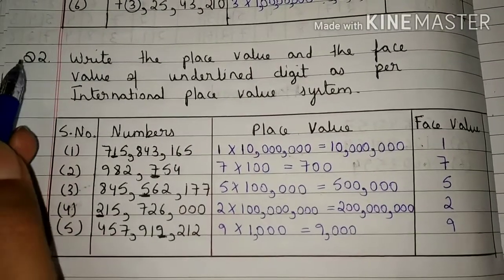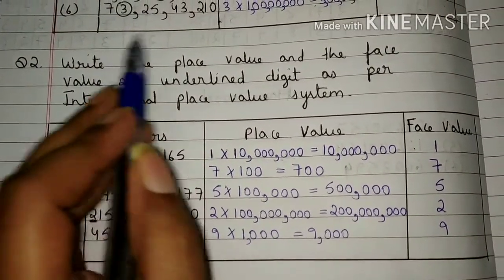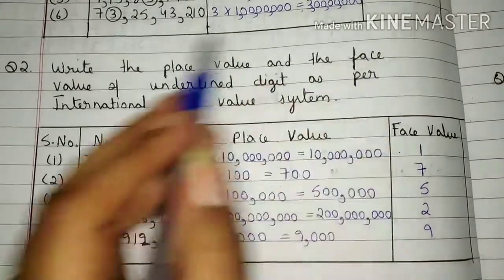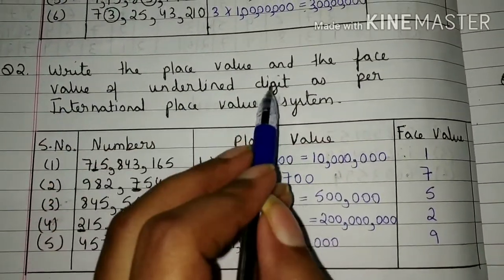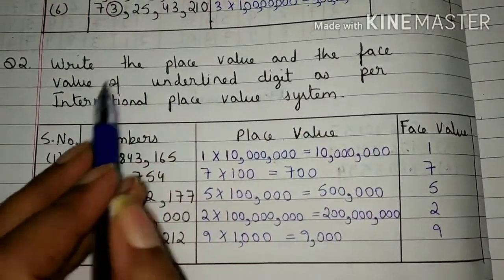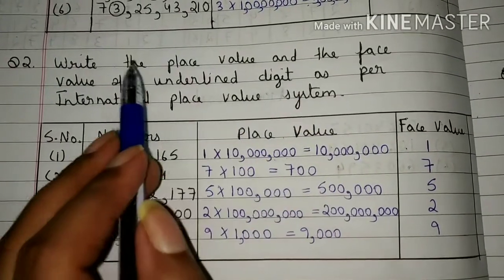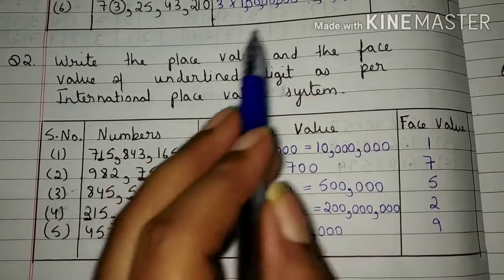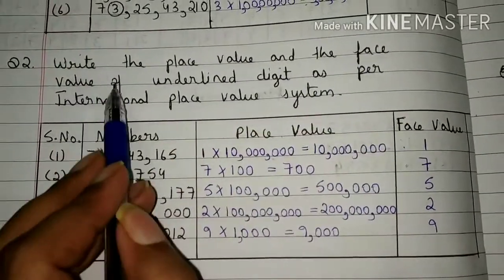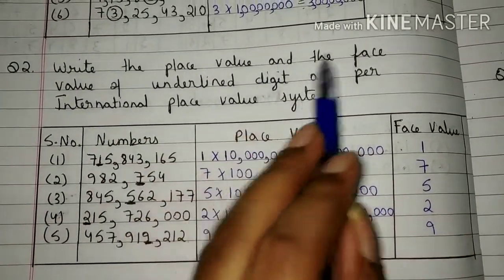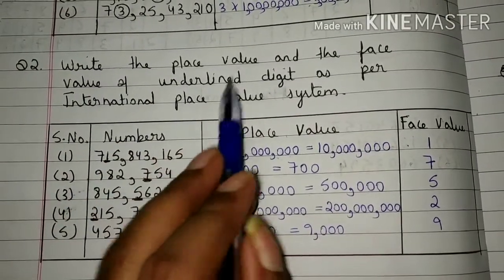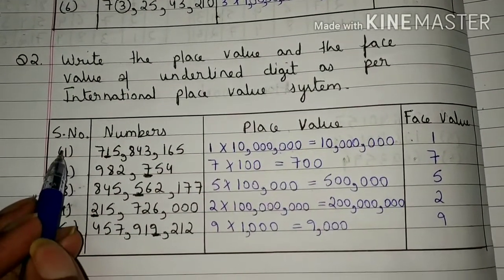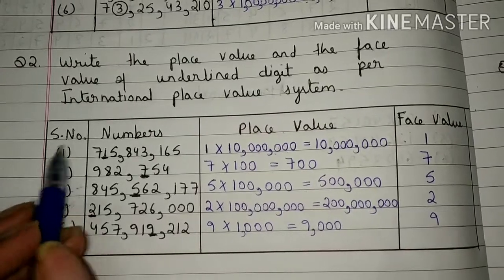Students, now come to question 2. Write the place value and the face value of underlined digit as per International Place Value System. Students, in this question, you have to write the place value and the face value of underlined digit as per International Place Value System. Students, now come to first question.